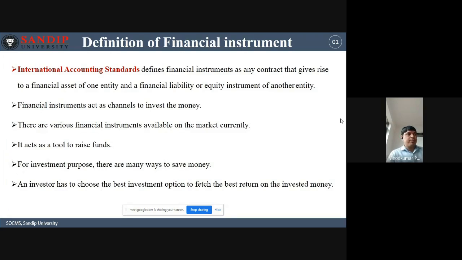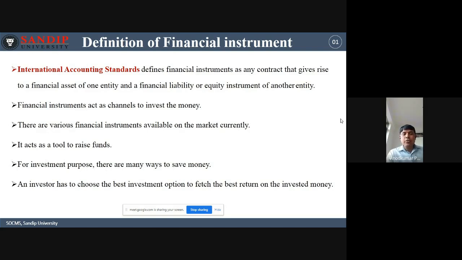or virtual platforms. So a financial instrument acts as a channel to invest money. It is one kind of option for investment. Any individual can invest their money in that particular instrument, buy the instrument and invest their money. For what purpose? For getting the maximum return.